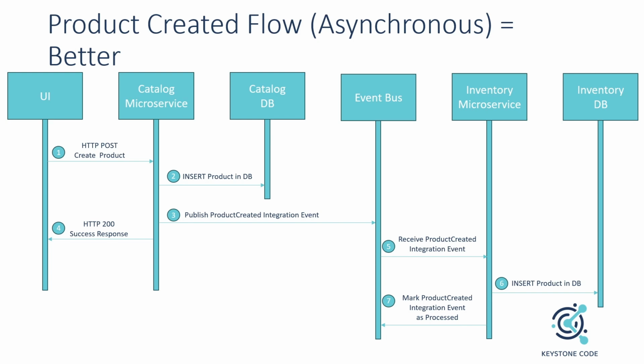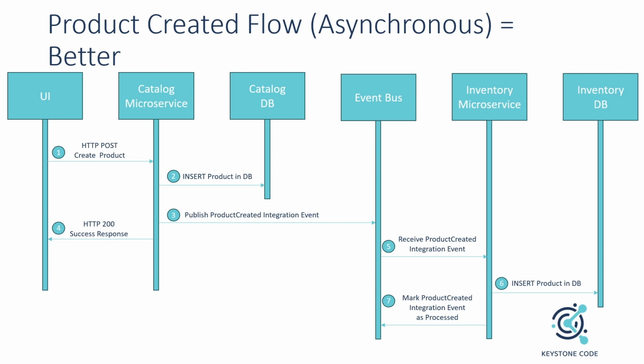Step 2, we insert that into our database, the catalog microservice database. Step 3 is where it finally differs. Step 3, we are going to publish now our product created integration event out to the event bus. And now we do not wait. So you can see step 4, we don't wait to find out if anybody on the other end is listening or cares that we even put that event out there.